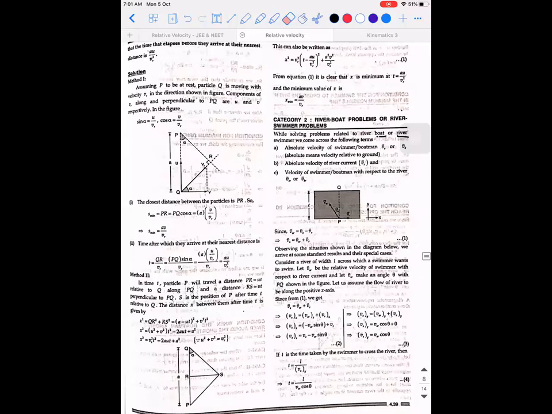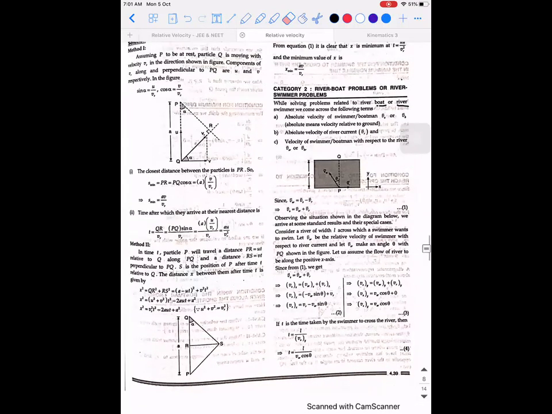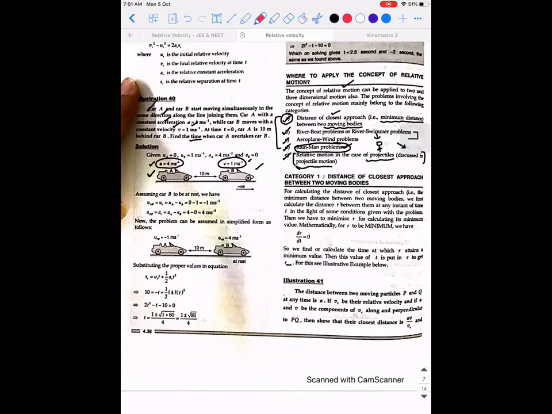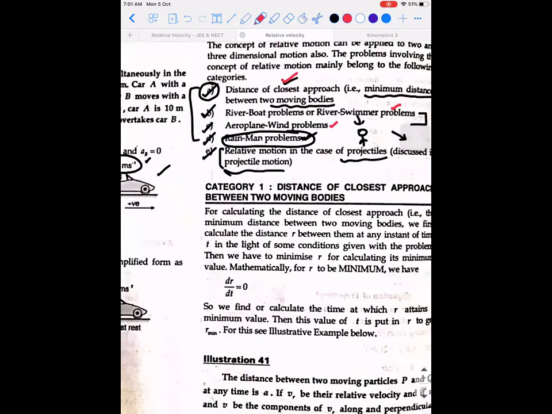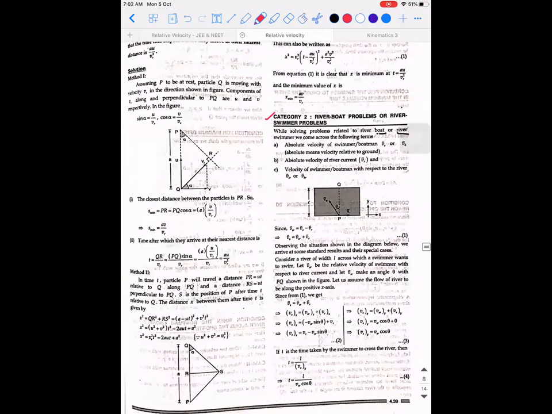Yes, sir. Okay. So last week we were discussing relative velocity. We saw relative velocity in one dimension. Then we discussed relative velocity in two dimensions. Where all can it be applied, right? And we have discussed a few points also. One is distance of closest approach. Next is river-based problems or river swimmer problems, which is also the same as aeroplane wind problems. Then we have rain and man problems, that is rain and umbrella problems, right? So we have all these things. And last week we started with this topic, river and boat problems.